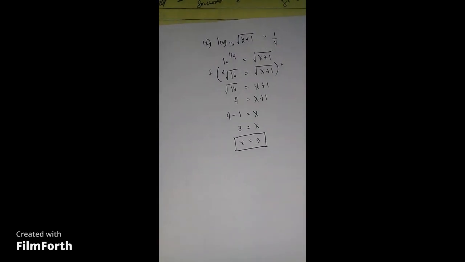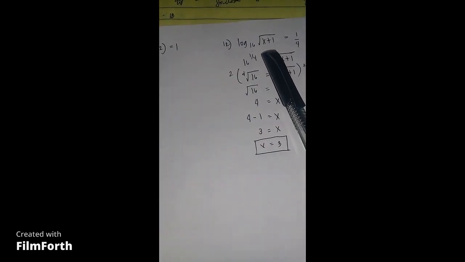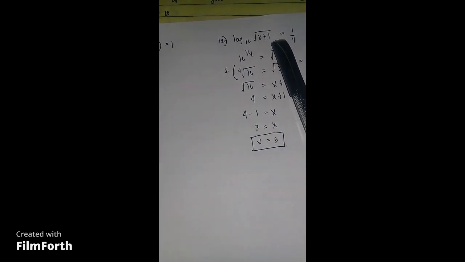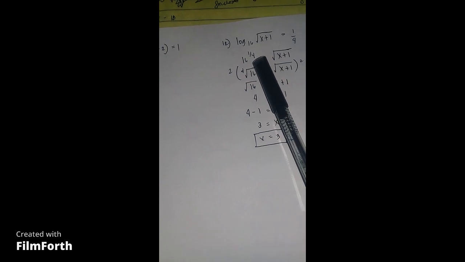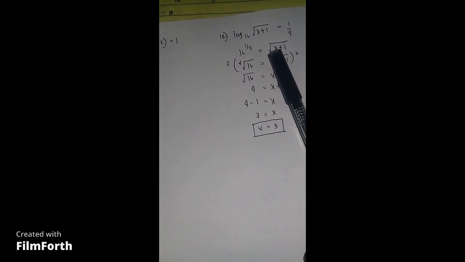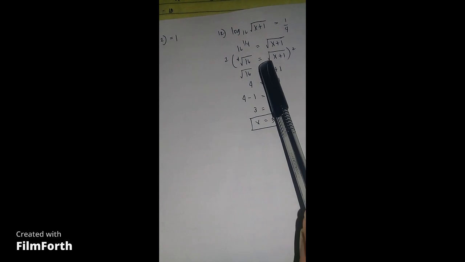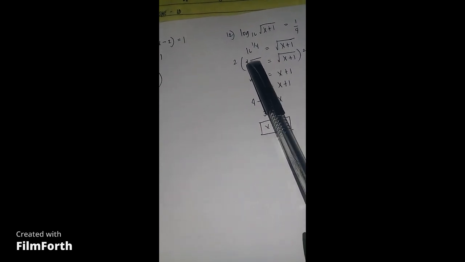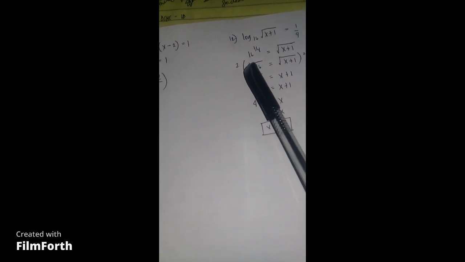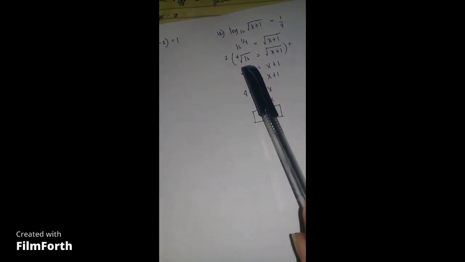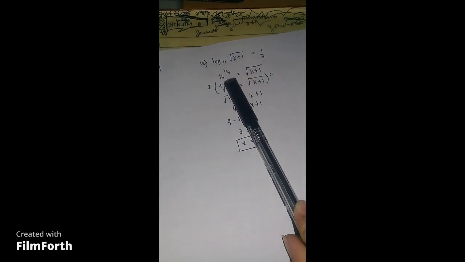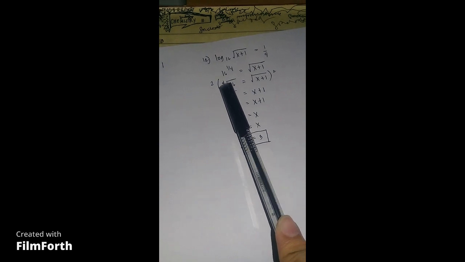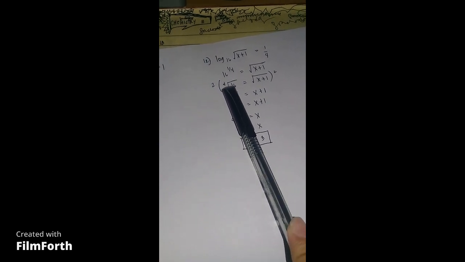So let's go to number 12. Log base 16 of the square root of x plus 1 equals 1/4. So 16 raised to 1/4 equals square root of x plus 1. So copy 16 and put outside the 4. So we should multiply both sides by 2. So we put here the 4 and the square root.